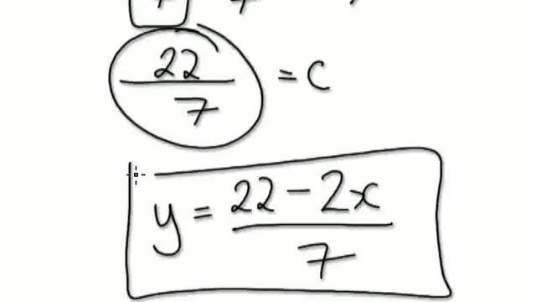Do this if you want: 328 divided by 2. Look at this bit here. 3 divided by 2 is 1, remainder 1. 12 divided by 2 would be 6, 0 remainder. 8 divided by 2 would be 4. So it would be minus 164. So the answer is x equals minus 164. So x would be minus 164.